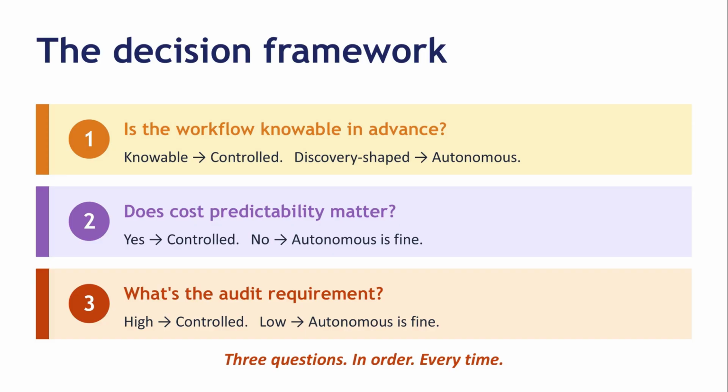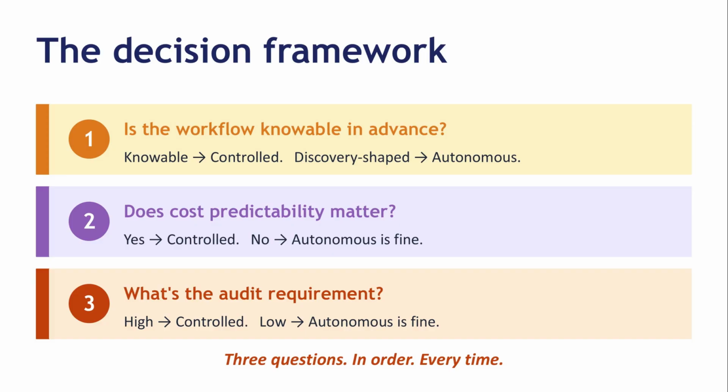3. What's the audit requirement? If you need to explain why the system did what it did, controlled wins. If good answer is enough explanation, autonomous is fine. 3 quick examples. Daily gold price newsletter for paying subscribers. Workflow knowable, cost predictable, some audit. Controlled. Build it as LangGraph, run it on a schedule.